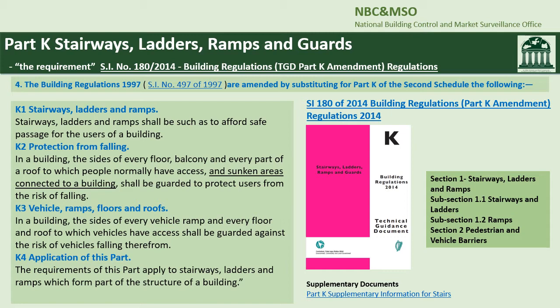TGD K 2014 illustrates how prima facie compliance can be achieved and is split into 2 sections. Section 1, stairways, ladders and ramps, which includes subsection 1.1, stairways and ladders, and subsection 1.2, ramps, and section 2, pedestrian and vehicle barriers.